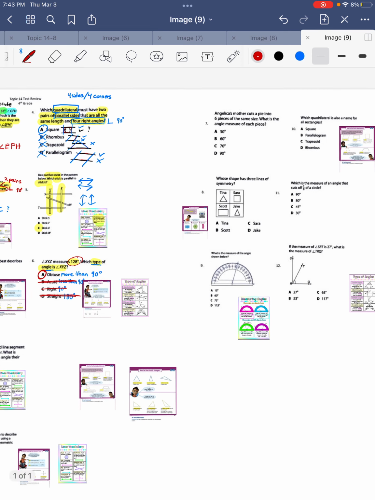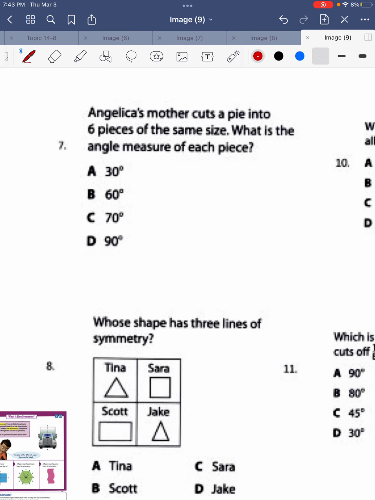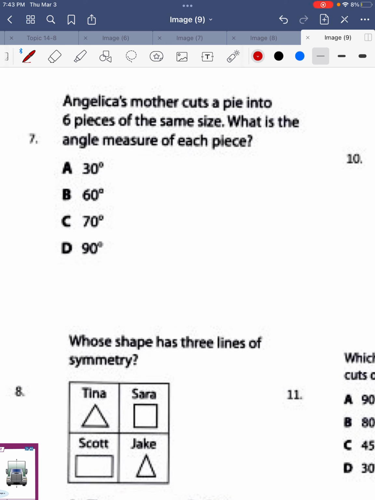Okay, let's go to number 7. Number 7 says, Angelica's mom cuts a pie into 6 pieces of the same size. What is the angle measure of each piece?